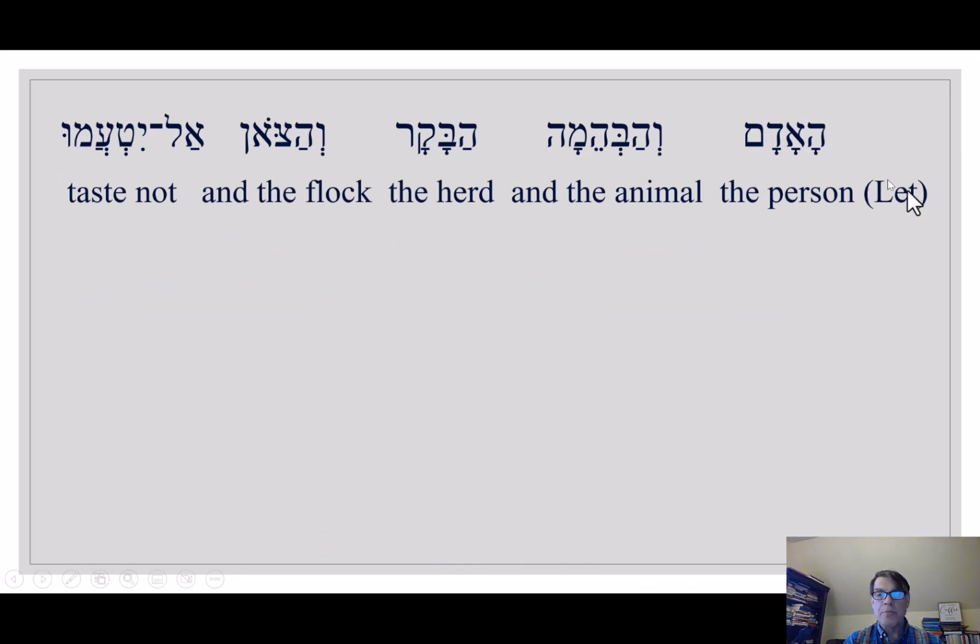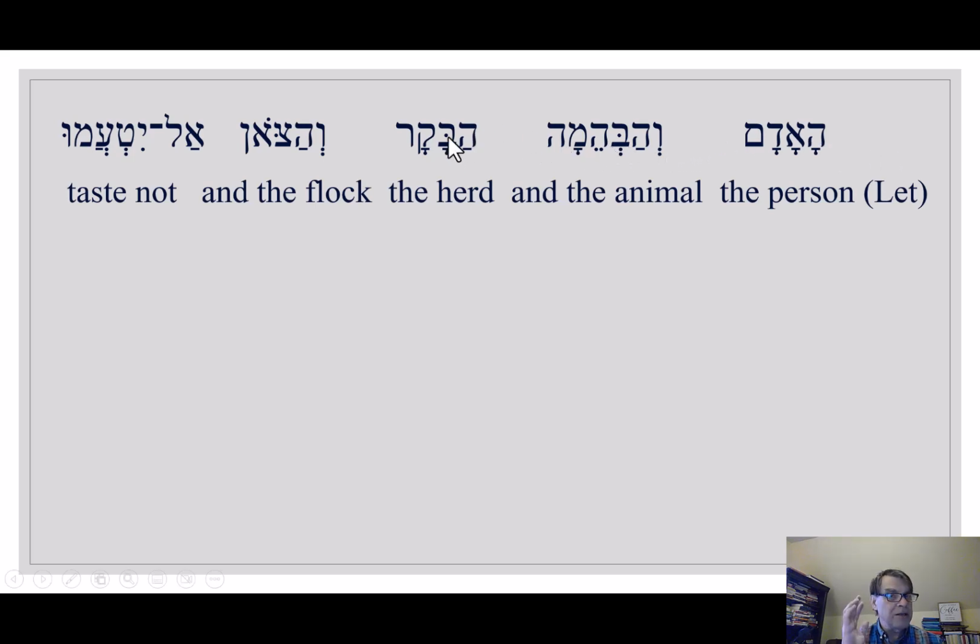It's a command. So I went ahead and pulled the let taste not. I went ahead and pulled the let up to the front. So stay tuned for where the let came from. But the person, that's the word the, right? It has compensatory lengthening. What's the vav? It's and. What's hey patak doubling? It's the. What's a behemah? It's a behemoth. It's an animal. It's a beast. Let the person and the beast.